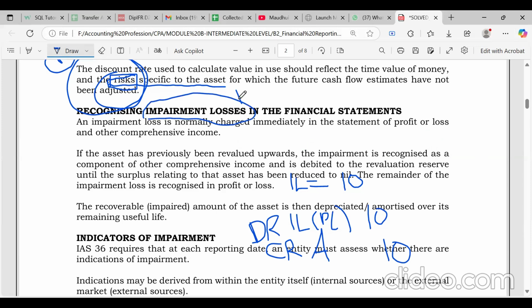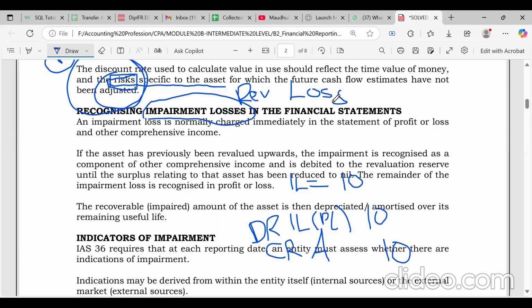I hope you do remember about the revaluation losses module. We say that a revaluation loss goes to profit or loss, unless it is reversing a previous revaluation gain, which went to other comprehensive income.